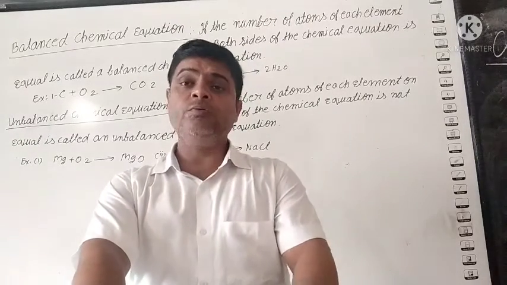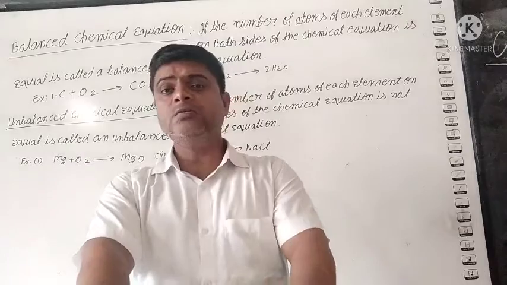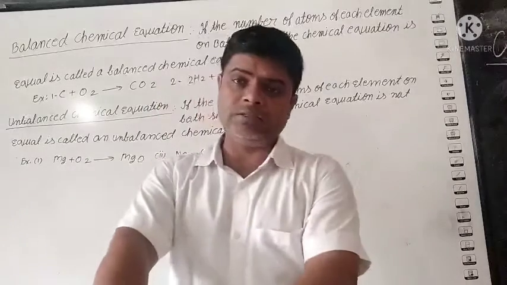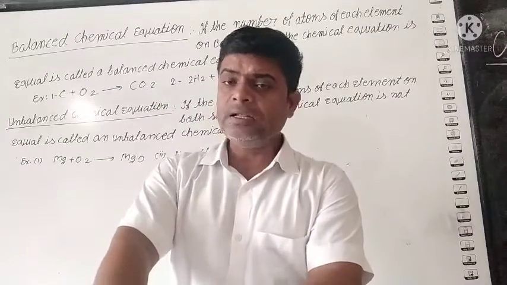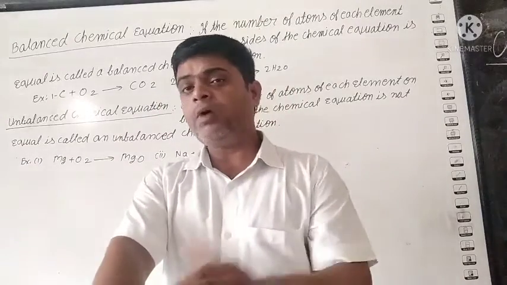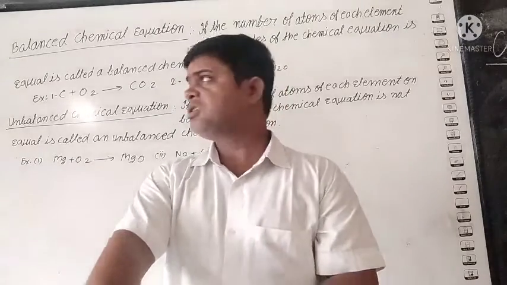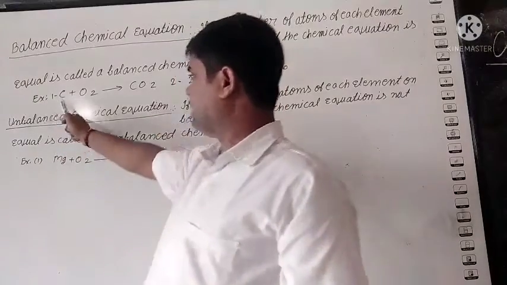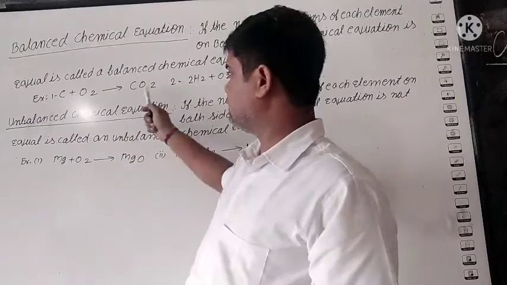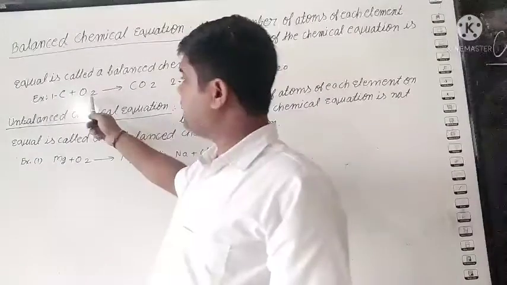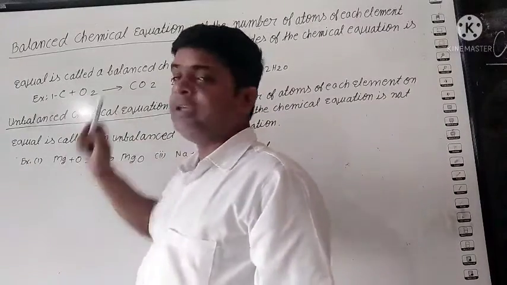So students, do you know what a reactant is? The substance that participates in the chemical reaction is known as the reactant, and what we get after the reaction is known as the product. See, students, when carbon reacts with oxygen, it forms carbon dioxide. So carbon and oxygen both are the reactants.